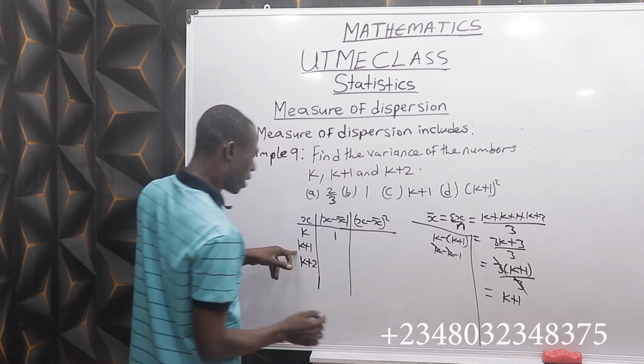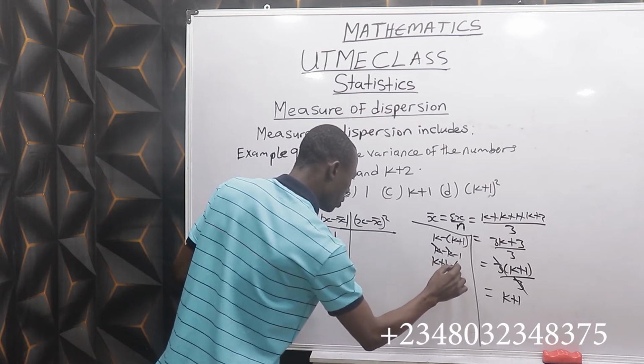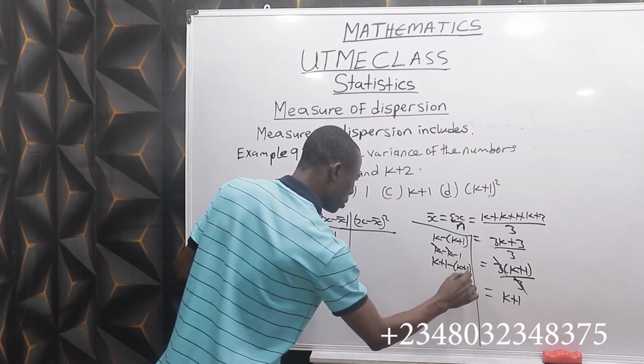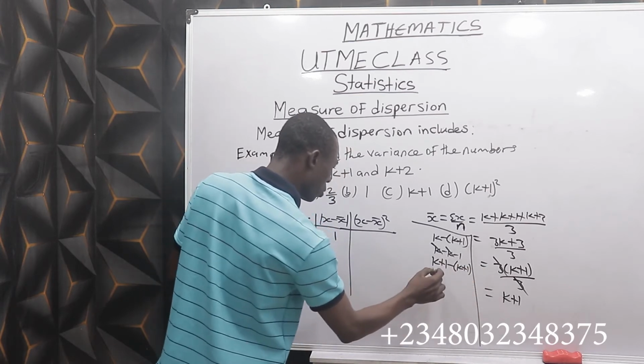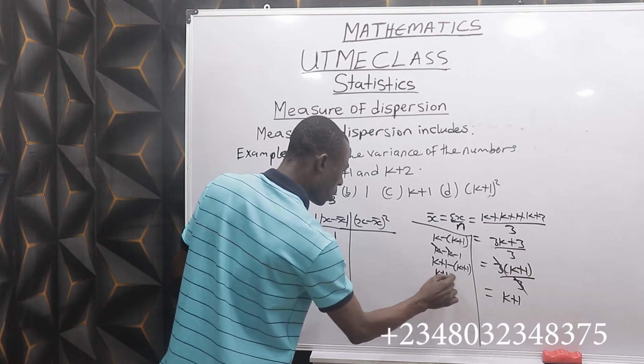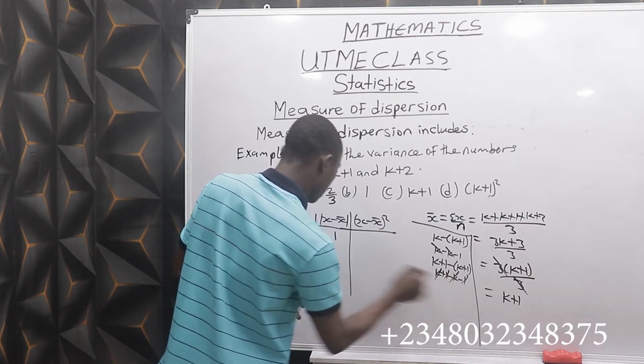So the next one is k plus 1 minus k plus 1. No, that is 0. K plus 1 minus k plus 1, that is 0, because it will be k plus 1 minus k minus 1. This takes out of this, takes out of this. That is 0.